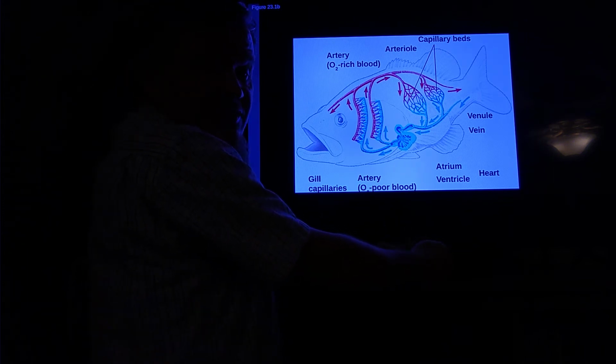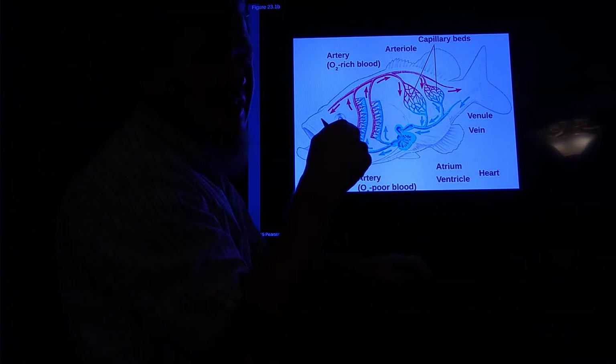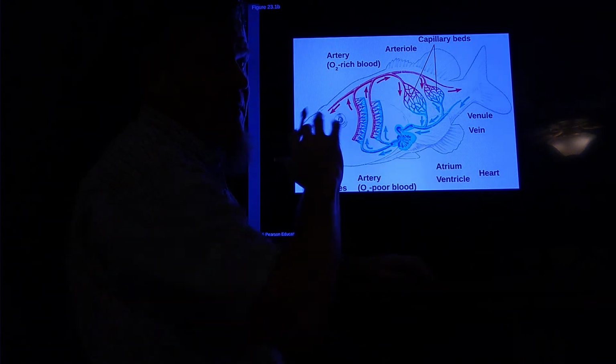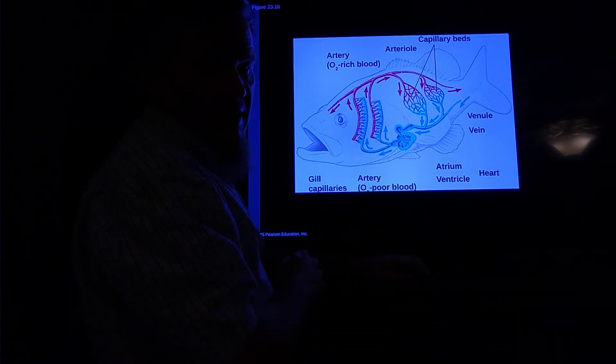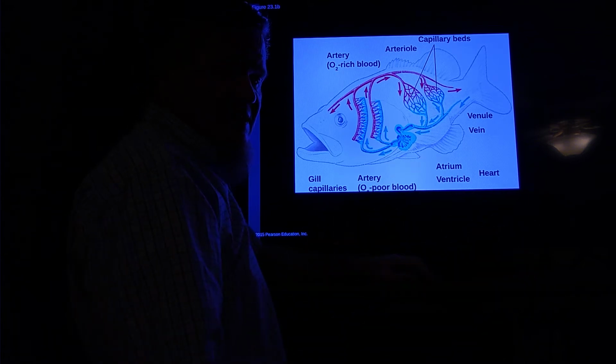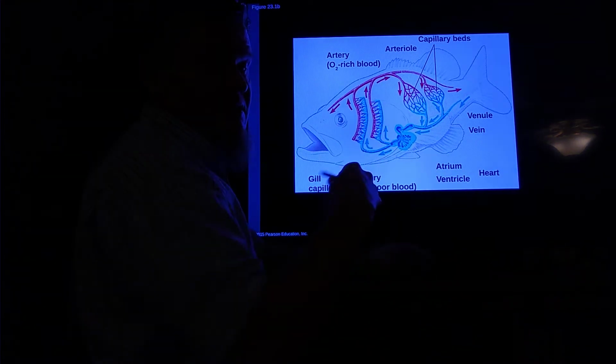It's going to pick up oxygen and dump off carbon dioxide. Not only that, because it's a fish, it's also going to drop off ammonia. It's also going to drop off nitrogen wastes. In Biology 1, we talked about how whenever you burn proteins, you make nitrogen waste. We use our kidneys to get rid of nitrogen waste. Fish don't. Fish use their gills to get rid of nitrogen waste.